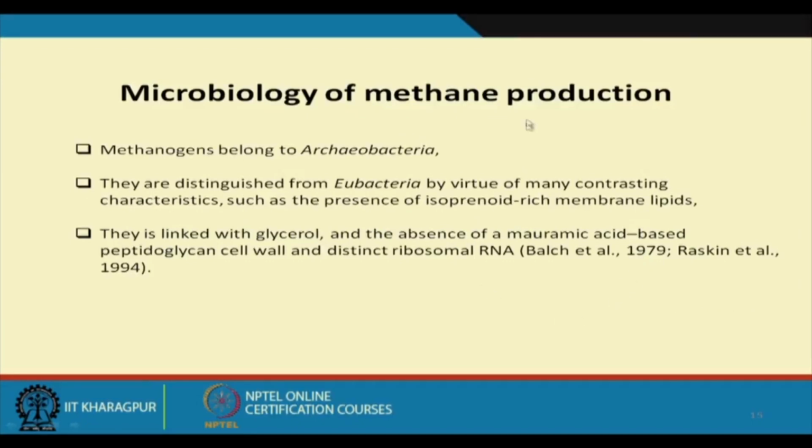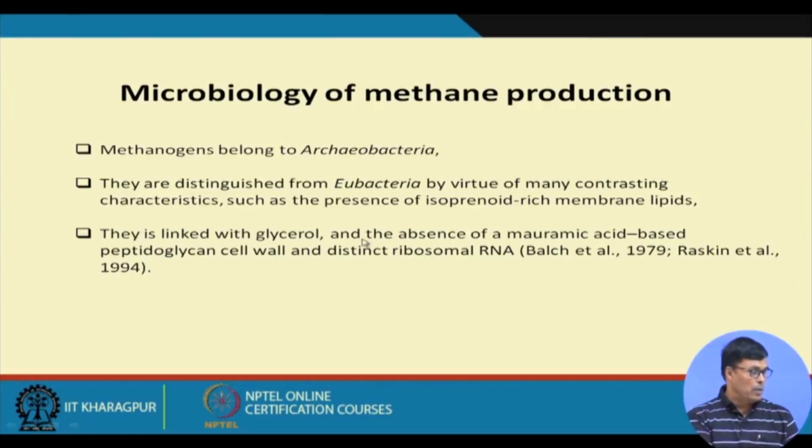Now, the microbiology behind this biomethanation process: the methanogens belong to the Archaebacteria, a special type of seed. They are distinguished from the Eubacteria by many characteristics, such as the presence of isoprenoid-rich membrane lipids linked with glycerol, absence of muramic acid-based peptidoglycan cell wall, and distinct ribosomal RNA.